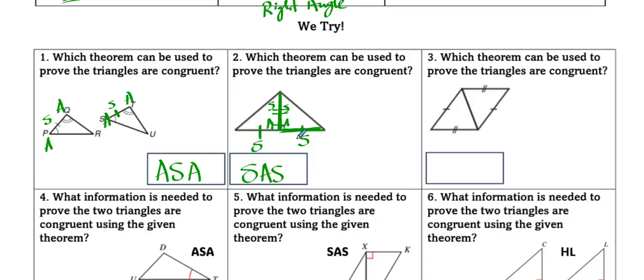Number three, we're going to have to use the reflexive property again. I see this side in the middle. It's congruent to itself. So I have a side, and a side, congruent to a side, and a side. That is called side, side, side.